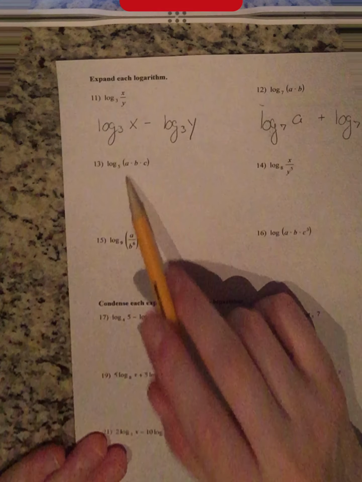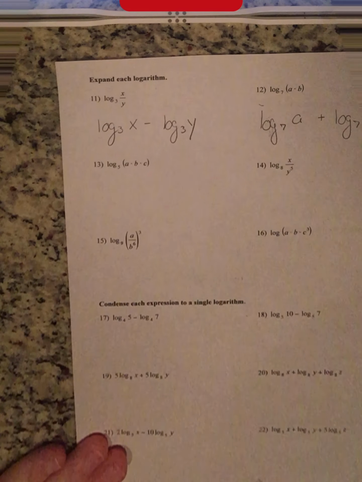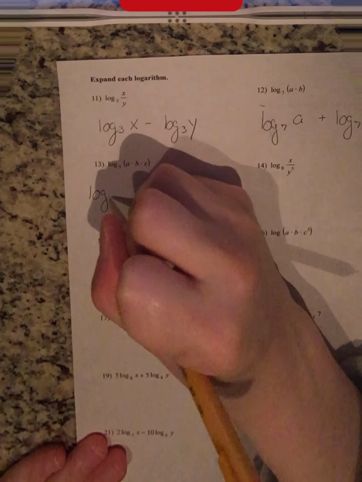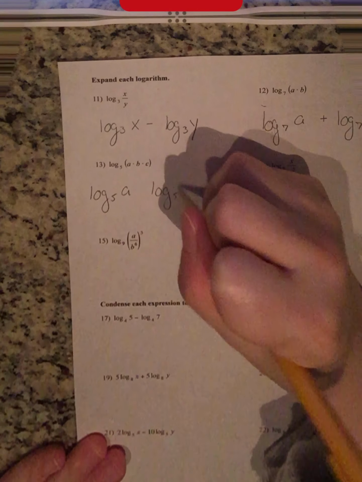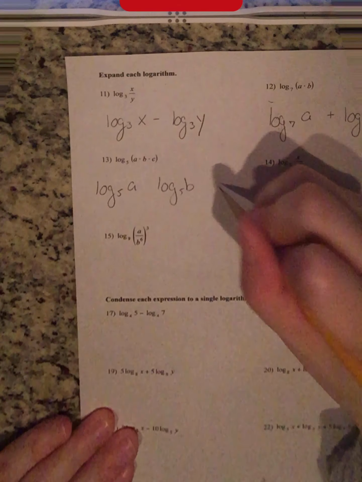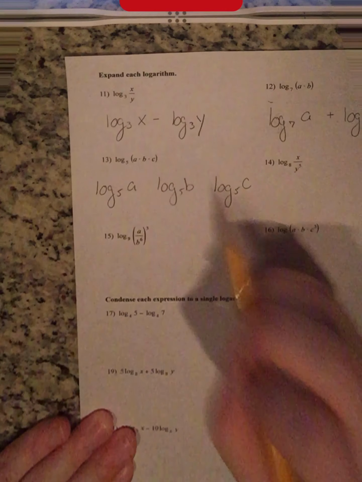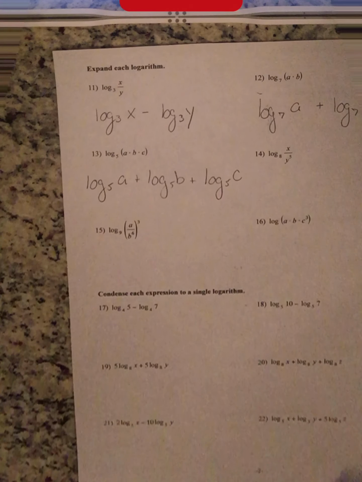All right, and this one we've got a little bit more going on. We've got multiplication of 3 variables here. So remember, everybody gets their own log. You get a log, you get a log, you get a log. So we've got log base 5 of a, log base 5 of b, and log base 5 of c, and since it's multiplication, it's just going to be plus in between all those.